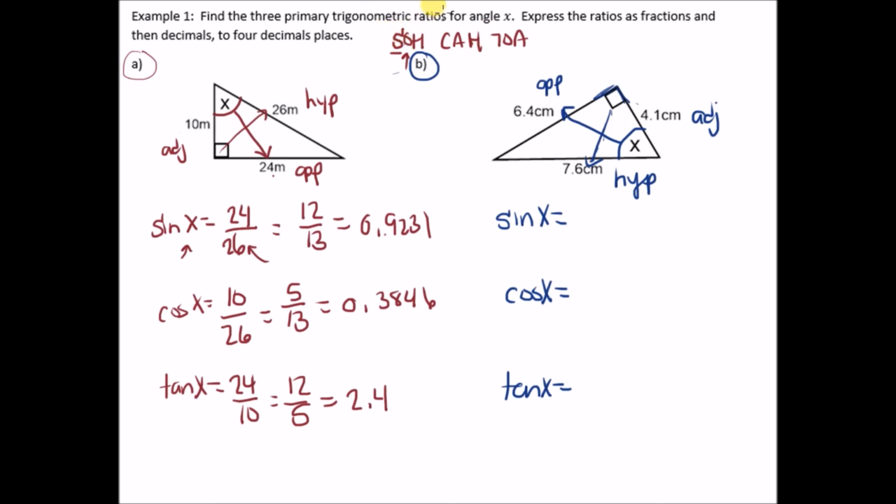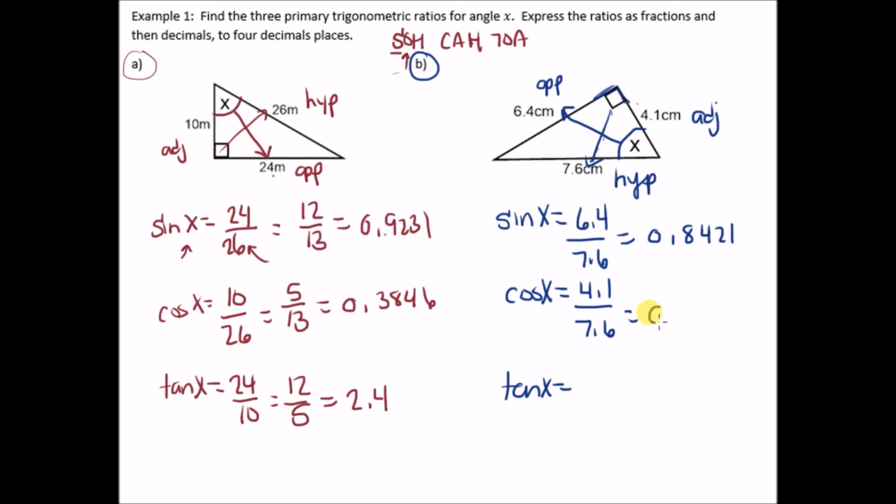Sine is going to be opposite over hypotenuse. So we have 6.4 over 7.6. Or if you want to put that into your calculator and express this as a decimal, it's 0.8421. Now, cos is going to be adjacent, which is 4.1 over 7.6.